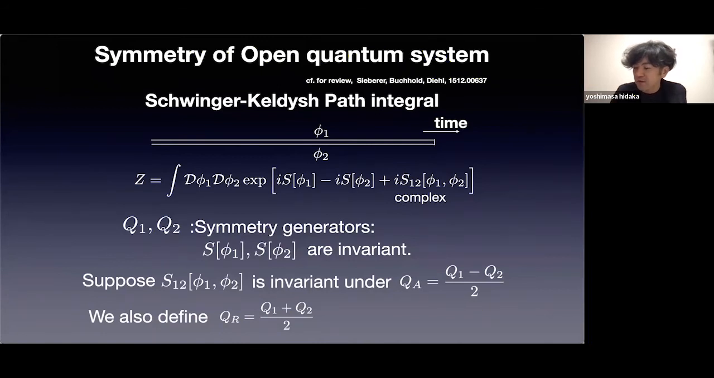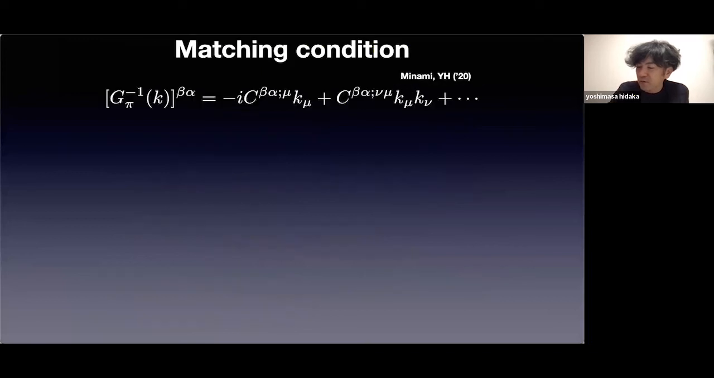So you can generalize the symmetry of the classical system to the quantum system. So here is the quantum open system. So now what we found is, when the spontaneous symmetry breaking occurs, here is the inverse of the propagator. So the zero point of this operator gives you the dispersion relation, which can be expanded by using the momentum.